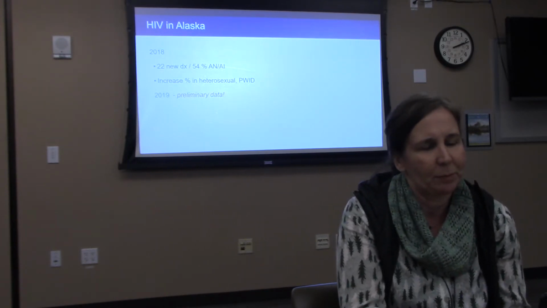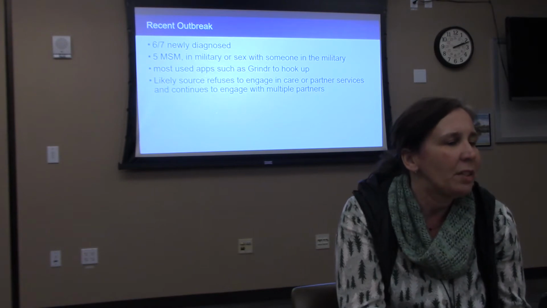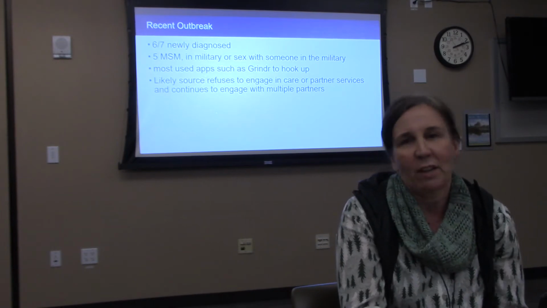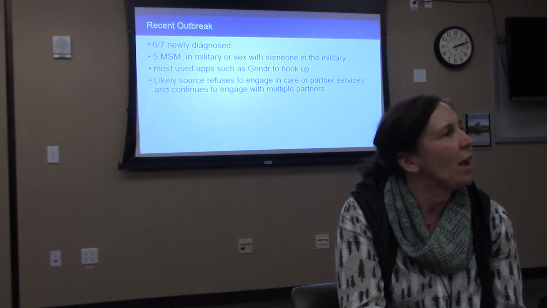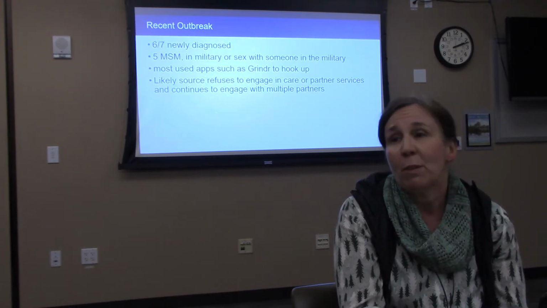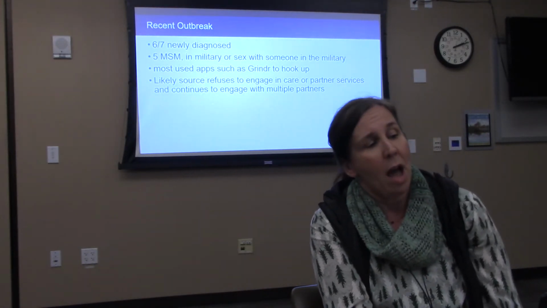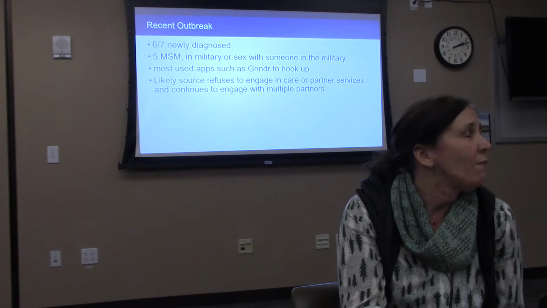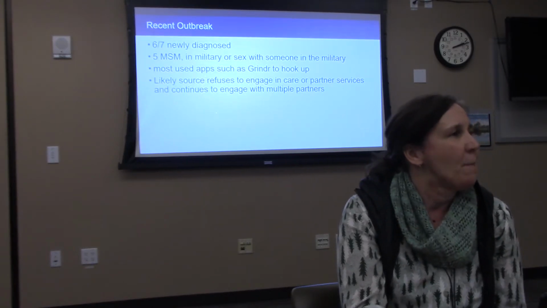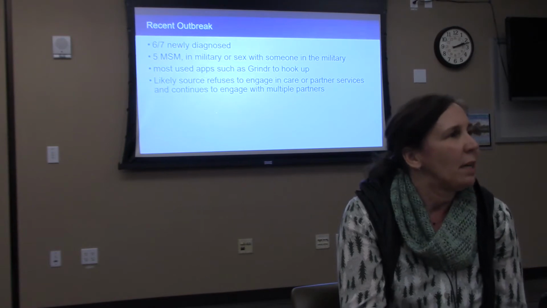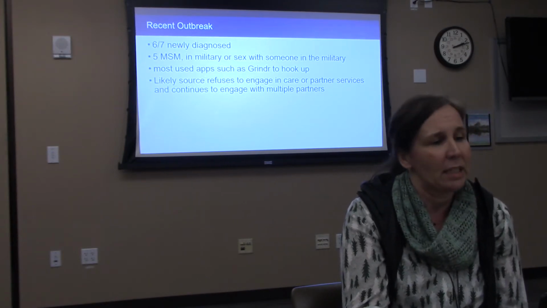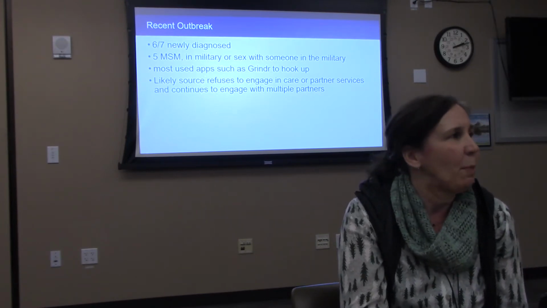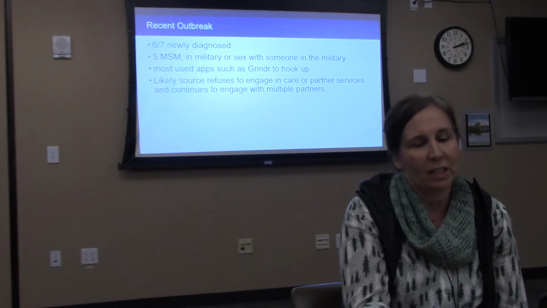So, there was a recent outbreak in the state. There were 6 or 7 newly diagnosed people in a certain area. We'll say 6 or 7 because we're not sure. We think maybe one of the people may have known and come from somewhere else, but just was not engaged in care. 5 of them identified as males who have sex with males. They were either in the military or having sex with someone who was in the military. A lot of them were using the apps on their phone, like Grindr or Craigslist, and there's others that I don't even know the name of, to meet partners and have anonymous sex. And so they would think that there was someone there that likely had a lot of partners and was not engaging in care and infected several people.